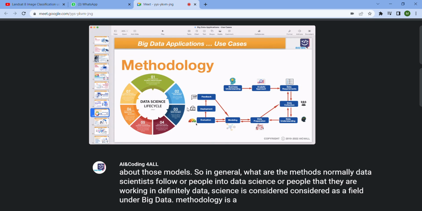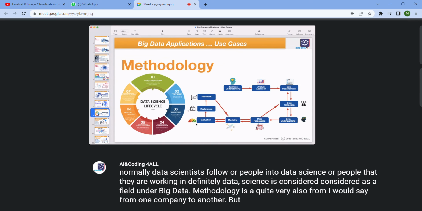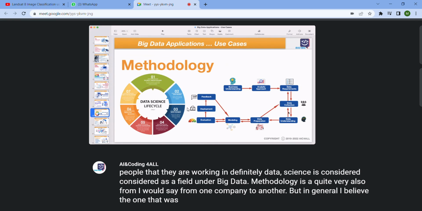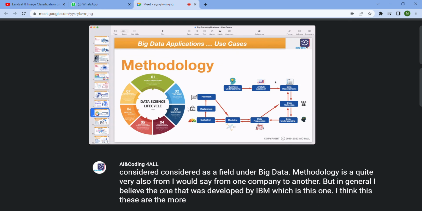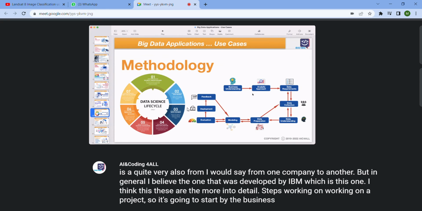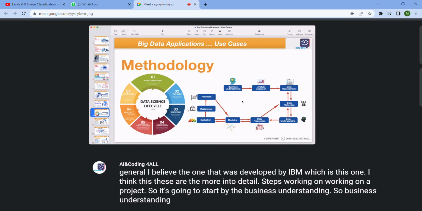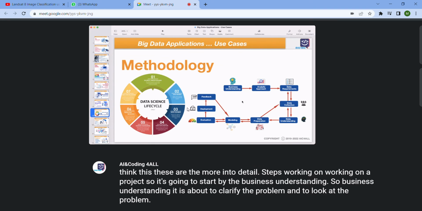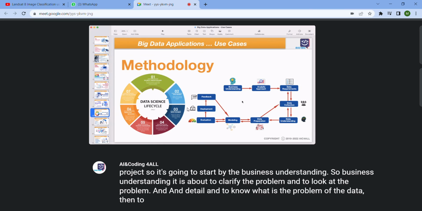Methodology varies from one company to another, but in general, I believe the one developed by IBM, which is this one, is more detailed on the steps of working on a project. It starts with business understanding. Business understanding is about clarifying the problem, looking at the problem in detail, knowing what the problem of the data is, and then finding the right solution.